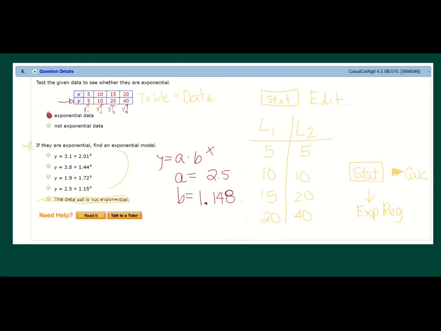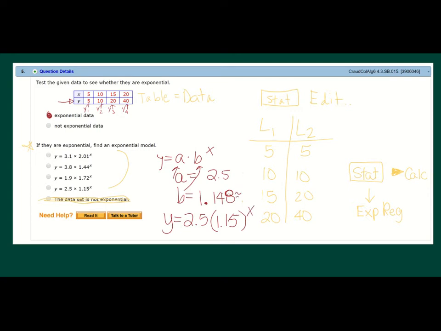1.148. Okay, so that is my growth factor in this case. So what we need to do is substitute the a in and the b in into this formula. So y equals 2.5 times 1.15, I'm rounding up just to match the number of decimal places in my answers, okay, raised to the x power.